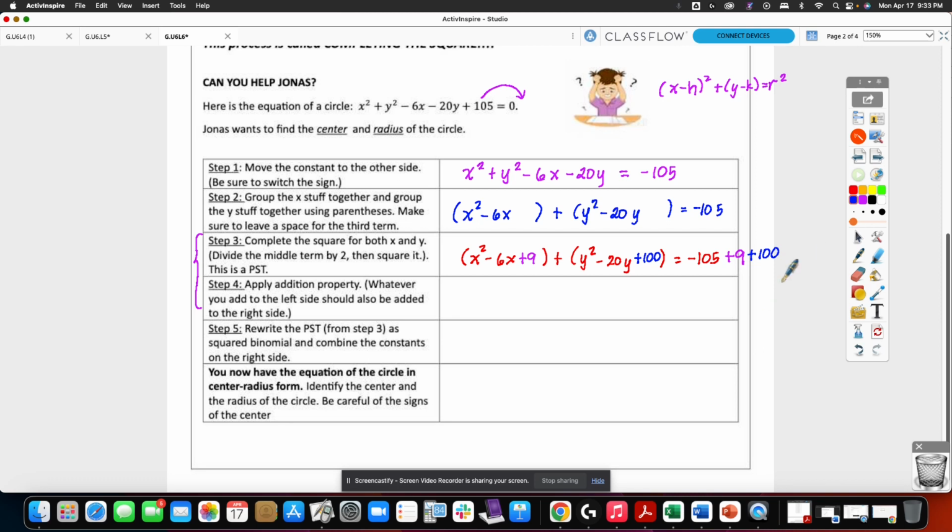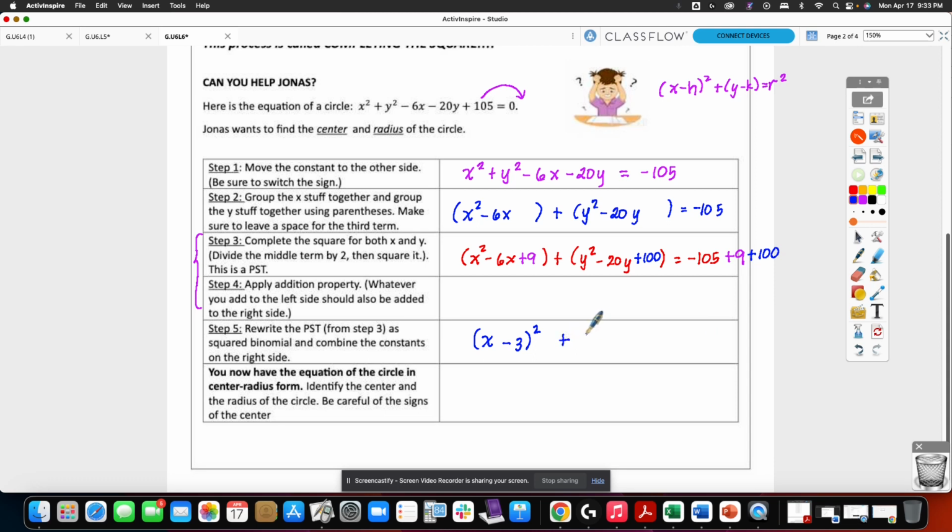Okay. Now for step 5, you now have a perfect square trinomial here, which means that we can write it as a squared binomial. So squared binomial like this. Okay, so what goes inside the parentheses? You have here the x, and then negative 6 divided by 2 is equal to negative 3. So you have x minus 3 squared.